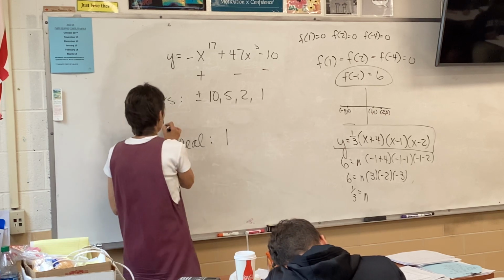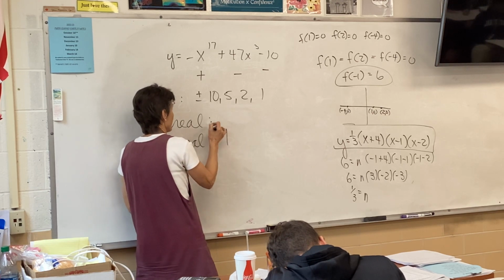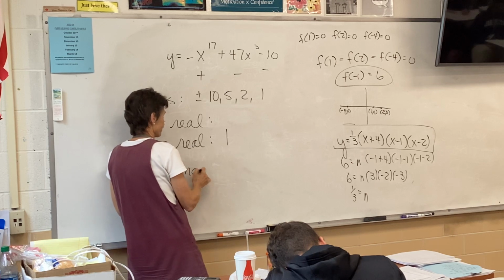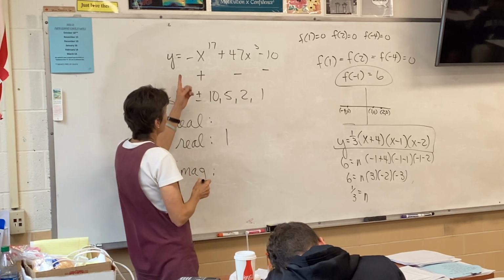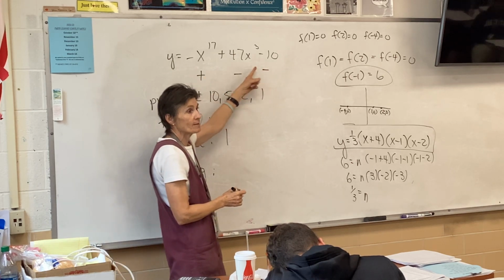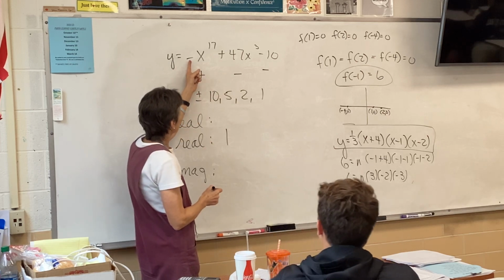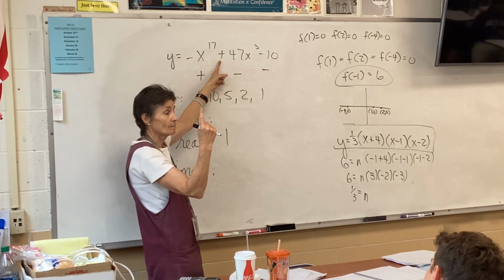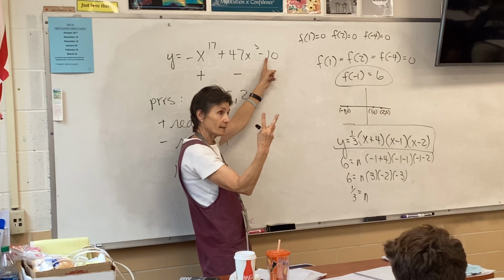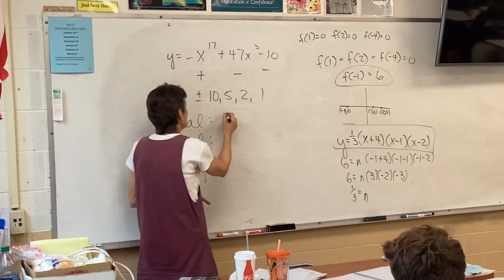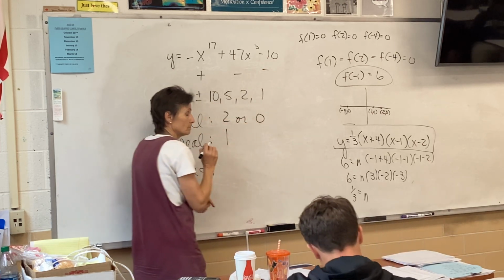Let's go ahead and do the positives and the imaginaries also. To do the positives, we just count the changes in the original problem. So we go from negative to positive, 1, and from positive to negative, 2. So 2 or 0.